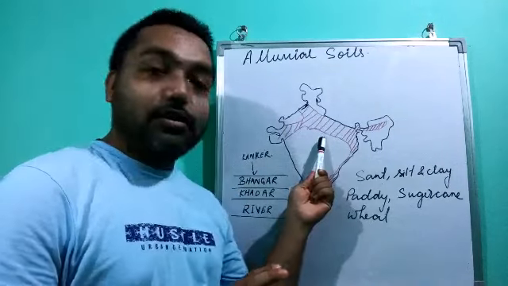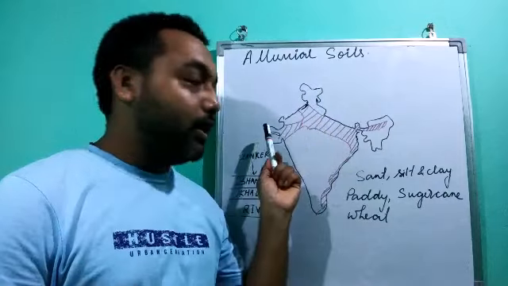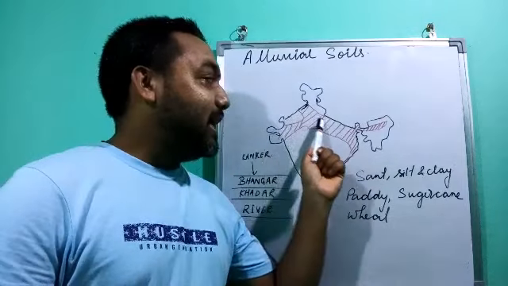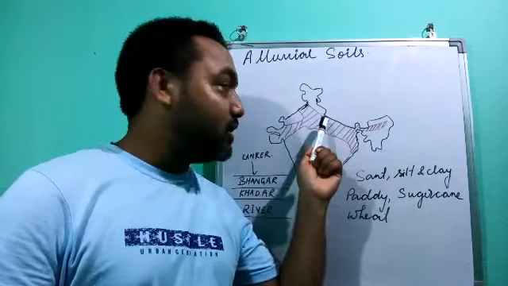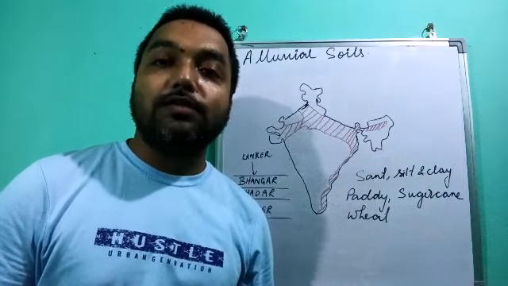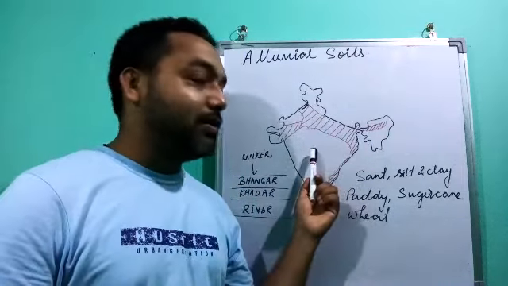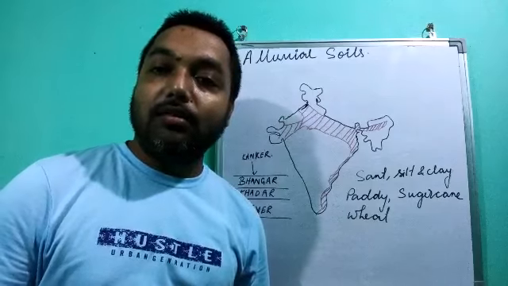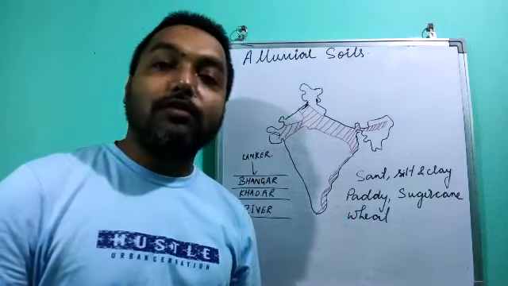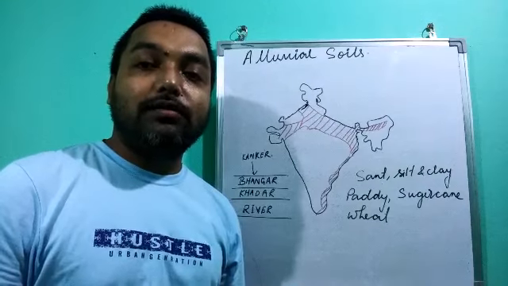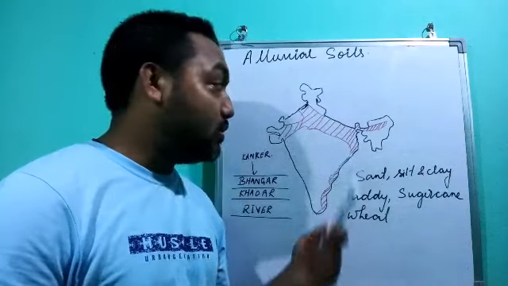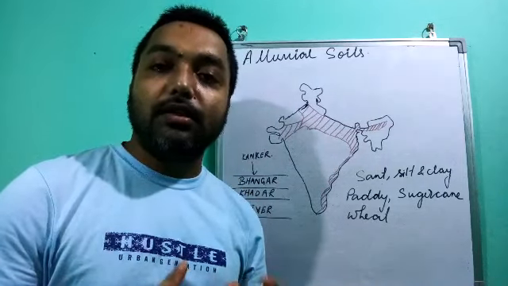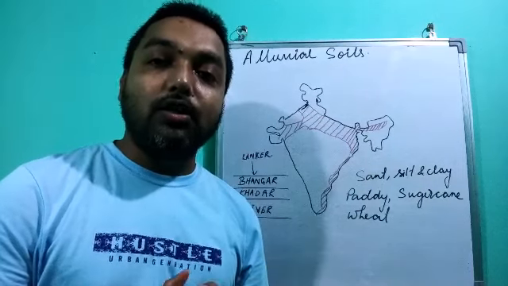If you see, the river Indus flows from this way, river Ganga flows from here, and river Brahmaputra flows from here. Beside these rivers, Indus, Ganga and Brahmaputra, alluvial soil is dominantly found in this region. Beside that, here there are rivers Godavari, Krishna and Kaveri. Beside these rivers also, near the mouth of the river, alluvial soil is found in abundance. Alluvial soil is a very important soil found in the river valleys of India, and in the majority of India's river valleys, only alluvial soil is found.